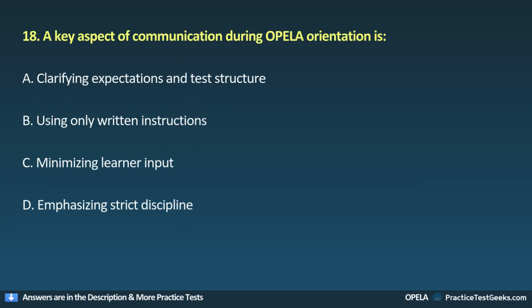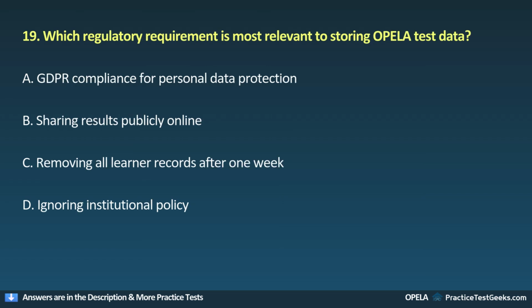18. A key aspect of communication during OPELA orientation is: A. Clarifying expectations and test structure. B. Using only written instructions. C. Minimizing learner input. D. Emphasizing strict discipline.